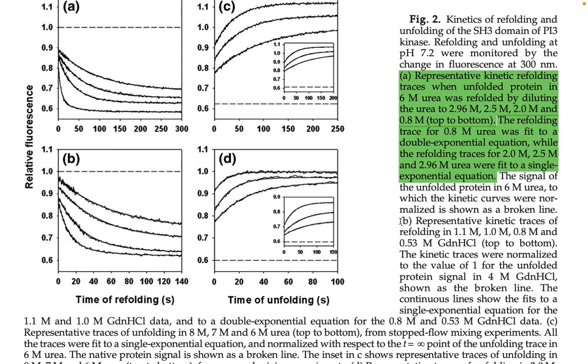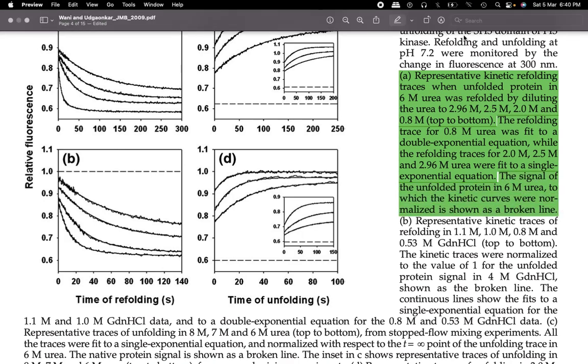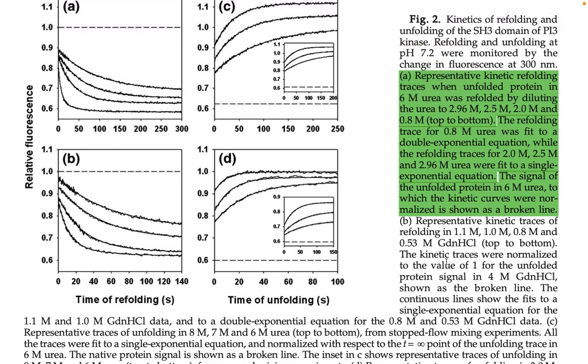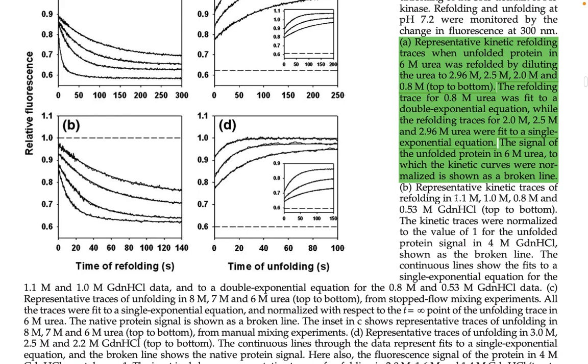Now, what is B? This is also important. B is in the guanidinium hydrochloride, so we will take B as purple. Representative kinetic traces of refolding are at 1.1 molar, 1 molar, 0.8 molar and 0.53 molar, top to bottom. The kinetic traces were normalized to the value of one of the unfolded protein in 4 molar guanidinium hydrochloride, shown as the broken line, this one. The continuous lines show the fits to a single exponential equation for 1.1 and 1 molar, and to a double exponential equation for the others.